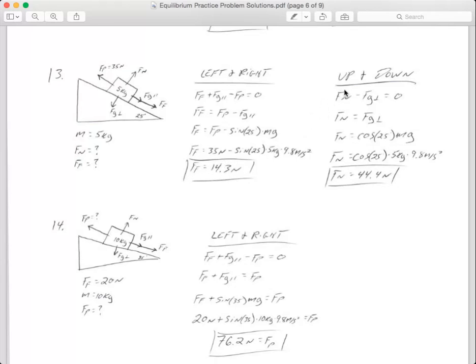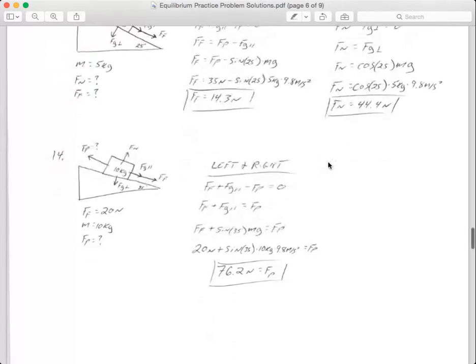Up and down, normal force goes up. Force of gravity perpendicular goes down. That's why it's normal minus gravity perpendicular equals 0. So my normal equals gravity perpendicular. My equation for gravity perpendicular is still cosine 25 times mg. Plug in 5 for mass. Plug in 9.8 meters per second squared for g. And I get that the normal is 44.4 newtons.